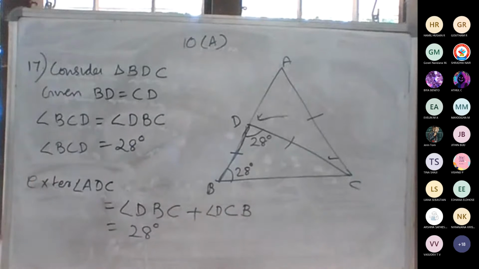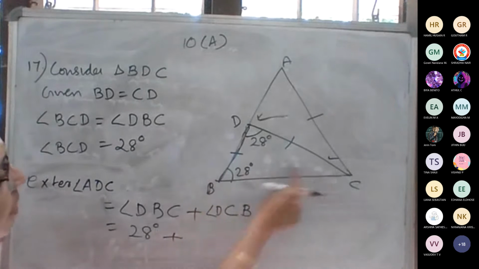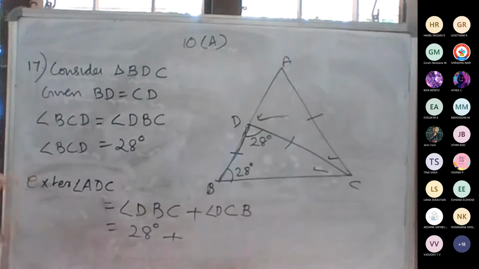Then what about DCB or BCD? Some clue is there. DBC is equal to what we can write? BCD or DCB we can write as what? We will get this angle as what?